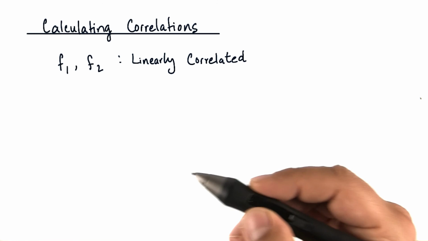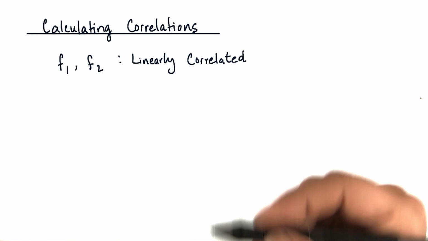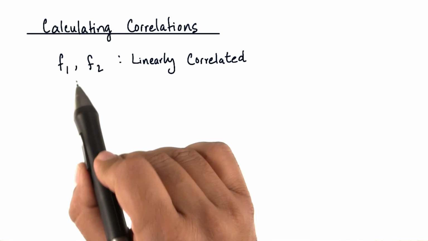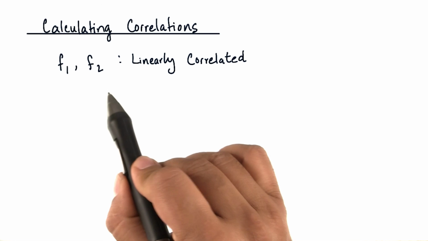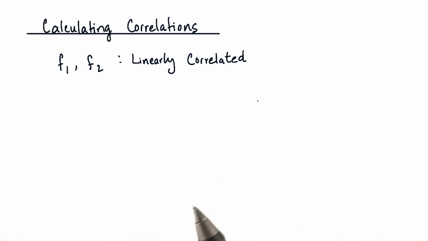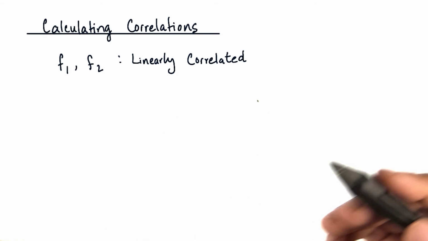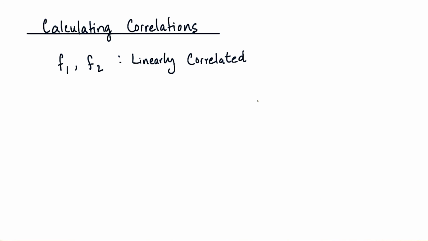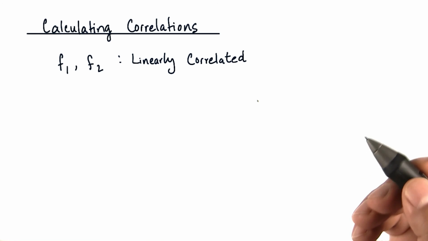We want to have a quantitative measurement of the correlation between two variables. We have already observed from the scatter plot of f1 and f2 that they are linearly correlated. We can calculate what is called the Pearson's correlation coefficient. Let's first define this quantity.